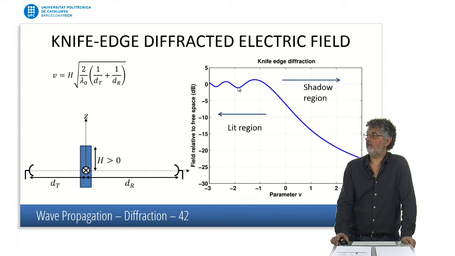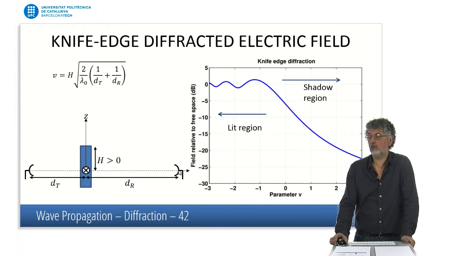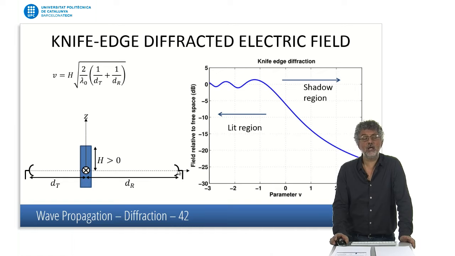And if v is negative, that means that we are above here, so we are in the lit region. So notice that in this area, essentially, we are around 0 dBs. That means that the field relative to free space is essentially the same. While down here, although we have attenuation, 20, 15, 10 dBs, it's still possible to have signal reception, although the line of sight between the two antennas is blocked.